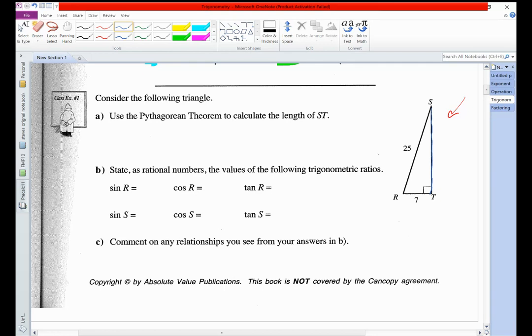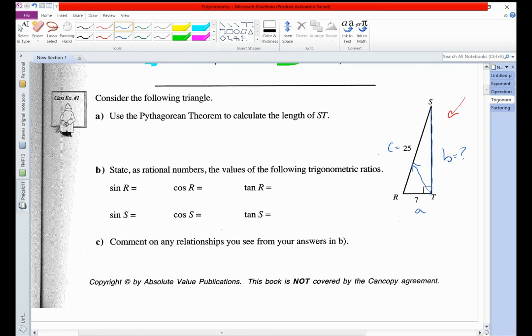So the first thing you want to do is label your triangle. Pythagorean theorem means we're going to label it with A, B, and C. And the only one you need to get correct is C. C has to be the longest side, or the one across from the right angle. So that means C is equal to 25. And then we can just say A is 7 and B we don't know.